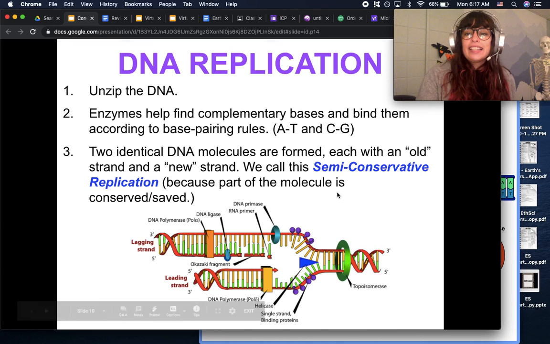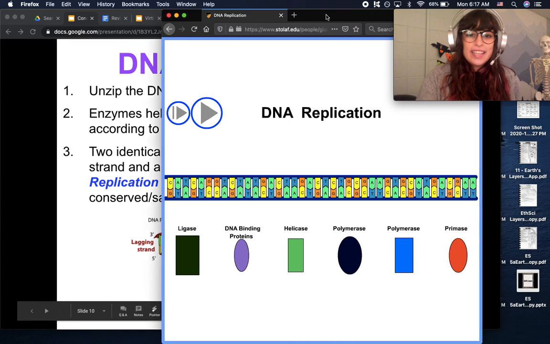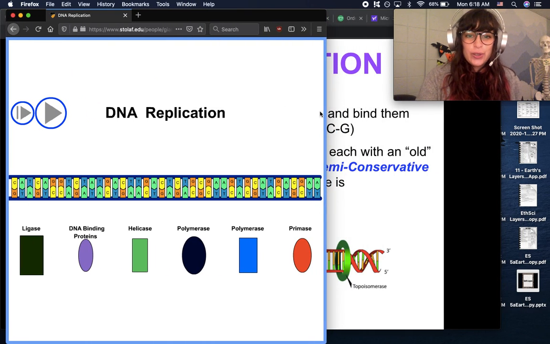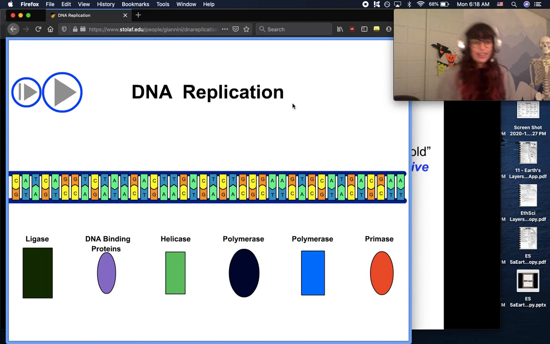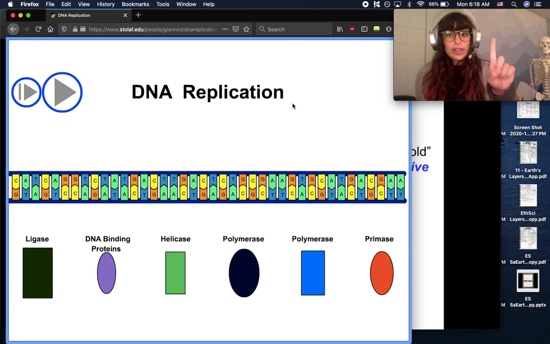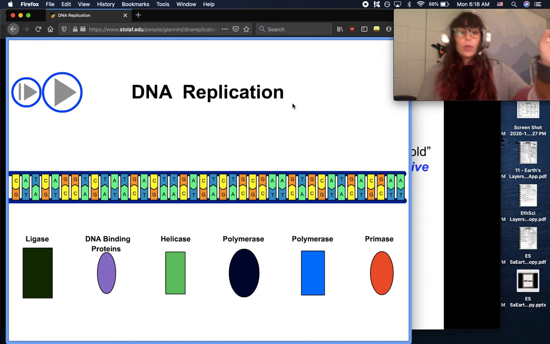I think it's a little easier to understand if you can see it in action. So the last thing we're going to do is watch this really cool animation of DNA replicating. So here we have the old strand. What do we need to do first? We have to unzip it.